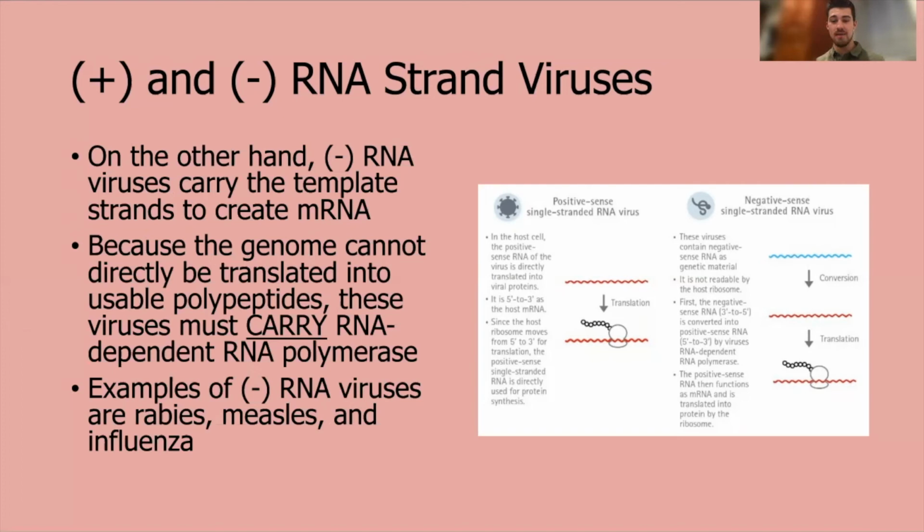Because the genome can't be translated to usable polypeptides, they have to carry the RNA-dependent RNA polymerase. And examples of these RNA viruses are rabies, measles, and influenza. So if you want to take a minute as well, you can look to the right. There's a little bit more information about positive sense RNA viruses and those negative sense RNA viruses.